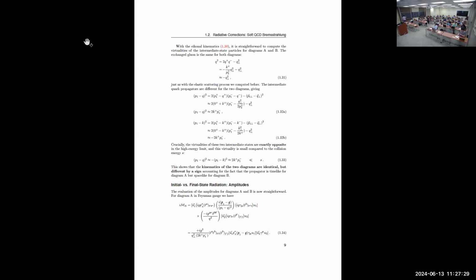2p1 minus p2 plus is s, so this is minus 2s. Yes. And then I have epsilon star plus times p1 minus. Yes, because this is going to cancel this.